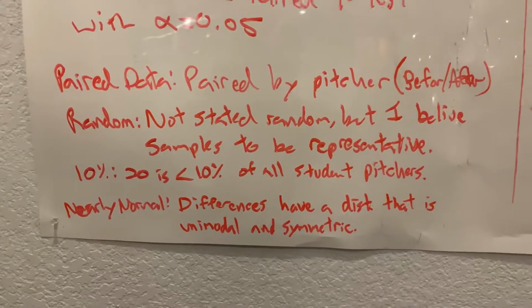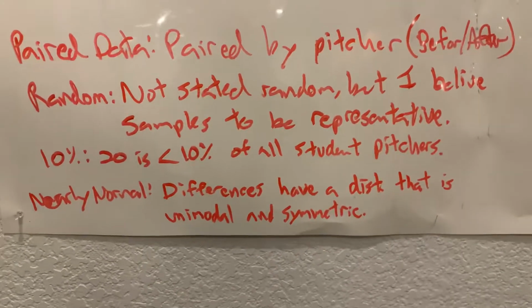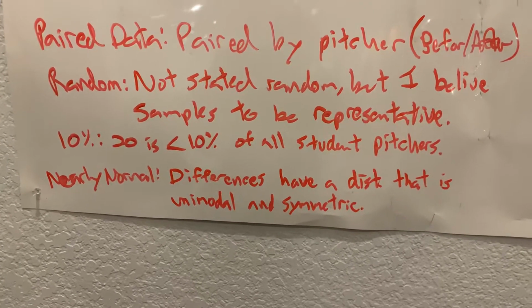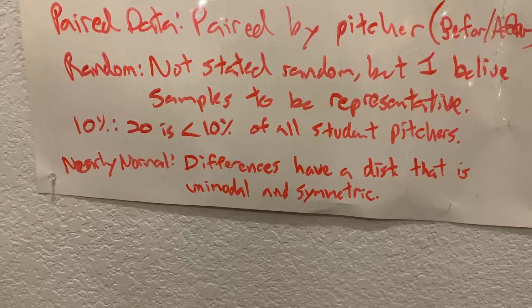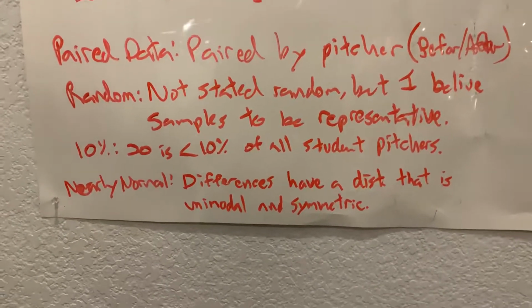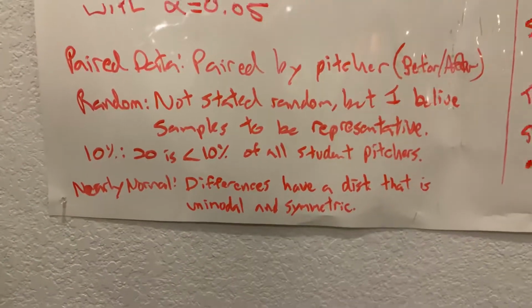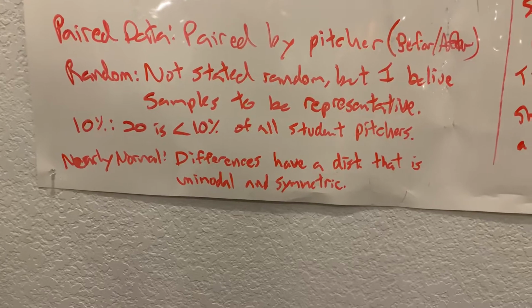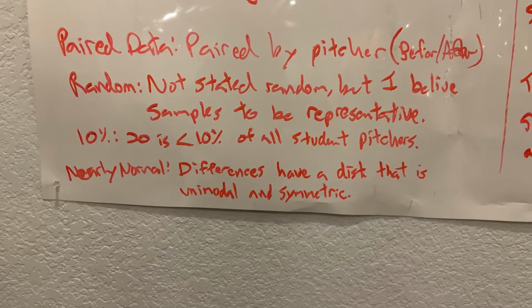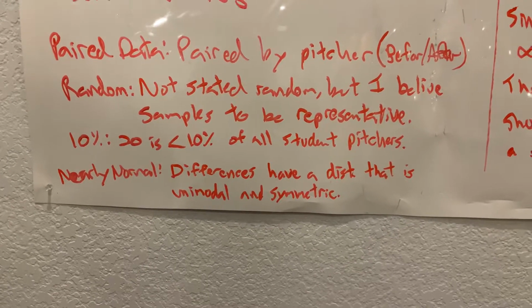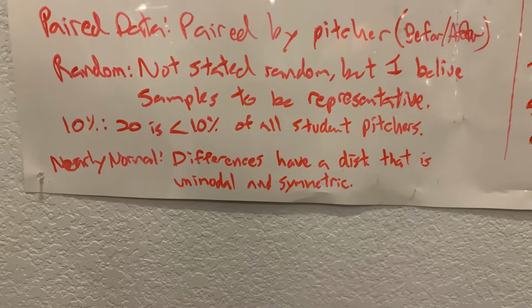And for nearly normal, I said that the differences have a distribution that is unimodal and symmetric. So why am I allowed to say that? Because in L3, which is where I have my data, I looked at the histogram of the differences, and it wasn't terrific looking, but I'm still gonna go ahead and say that it's unimodal and symmetric.